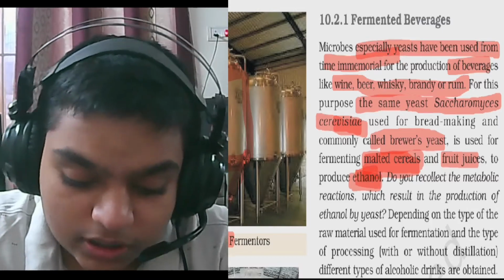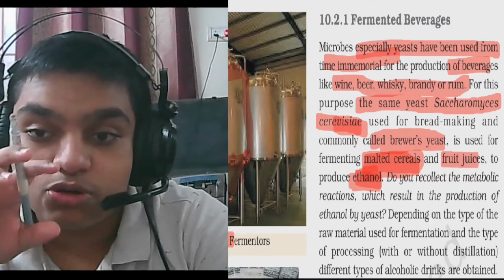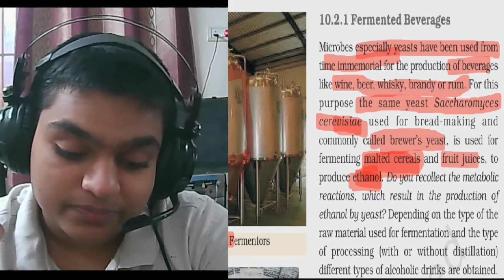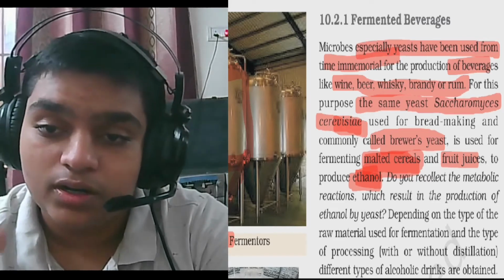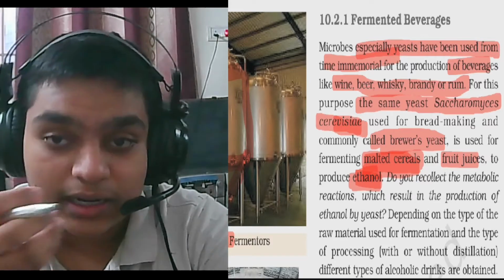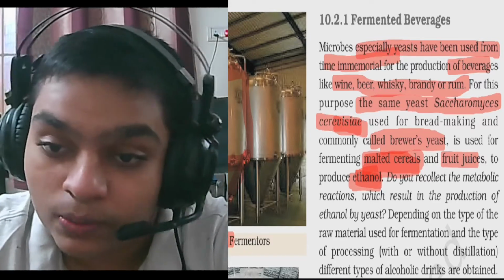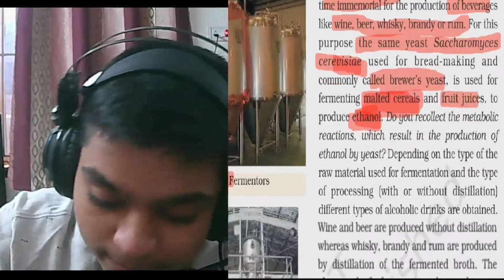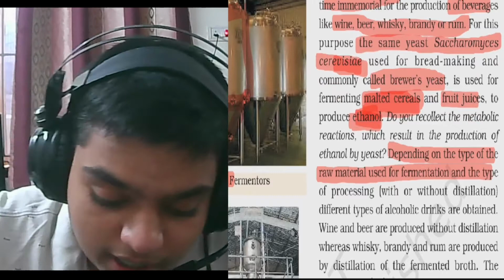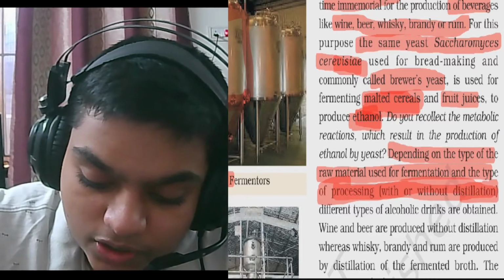To produce ethanol, the main base nutrient media for the microbes or the yeast to grow and ferment ethanol or alcohol is malted cereals, like barley malt. Those are your nutritive media which help these yeast microbes to grow. Now, depending upon the type of raw material used for the fermentation and the type of processing, this is very important.